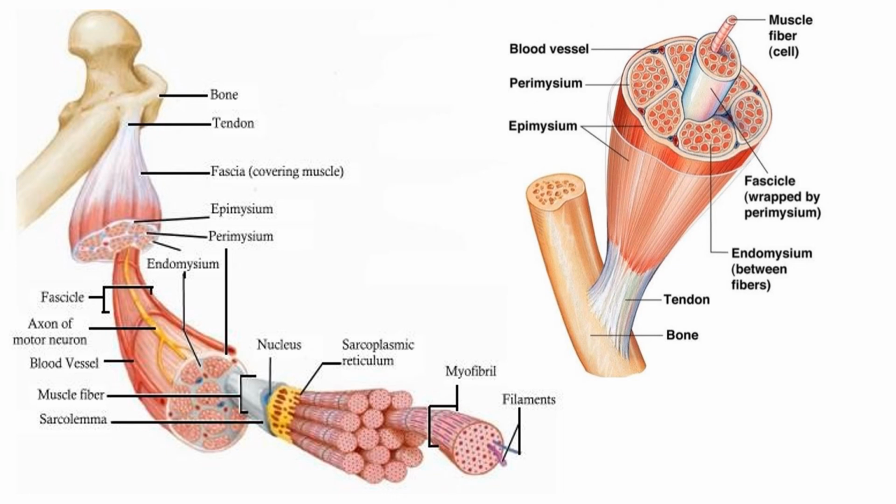This figure indicates bone, tendon, fascia covering muscle, epimysium, perimysium, endomysium, vesicle, axon of motor neuron, blood vessel, muscle fiber, sarcolemma, nucleus, sarcoplasmic reticulum, myofibril, filaments. Another figure indicates blood vessel, perimysium, epimysium, muscle fiber cell, fascicle wrapped by perimysium, endomysium between fibers, tendon and bone.